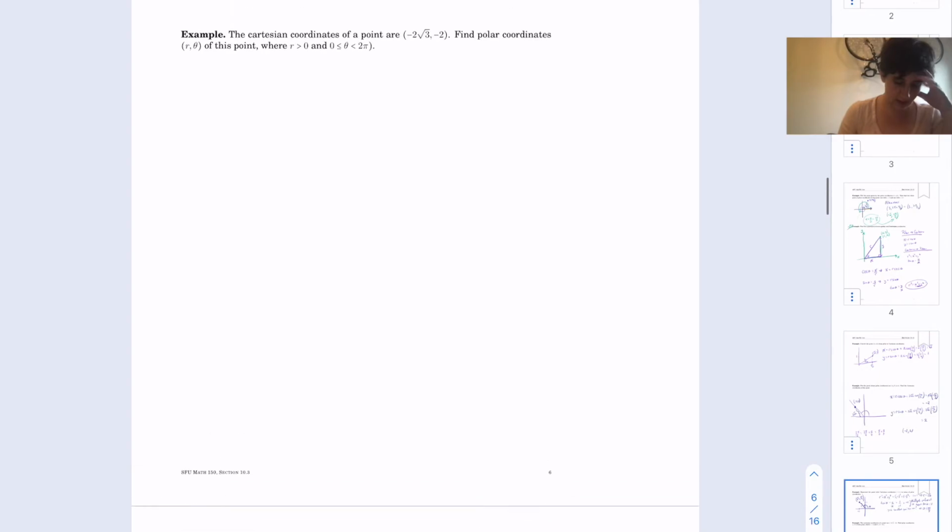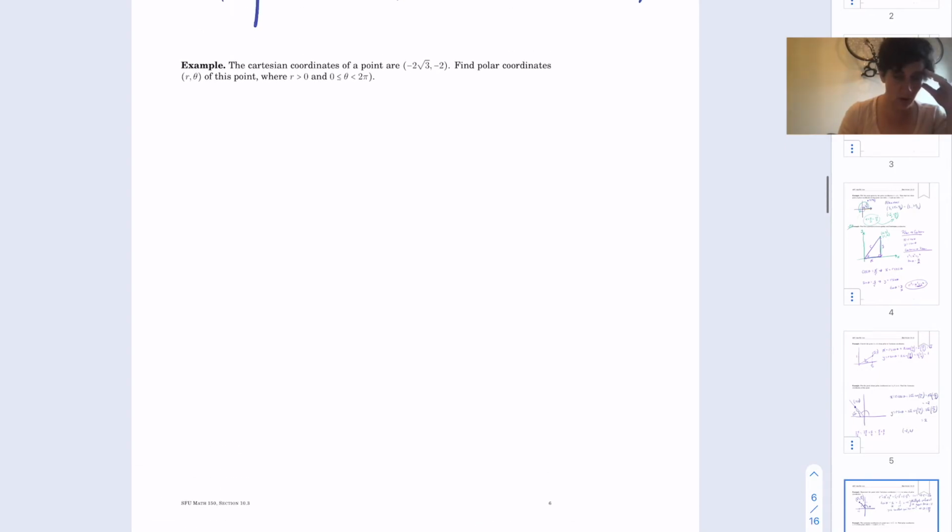And then let's do one more here, and then we'll start a fresh video. So here we have the Cartesian coordinates of a point given. We're asked to find the polar coordinates of this point where our r is positive and our theta goes between 0 and 2 pi. Okay, similar setup, slightly more involved because we have a point in the third quadrant, excuse me. So negative x and negative y.